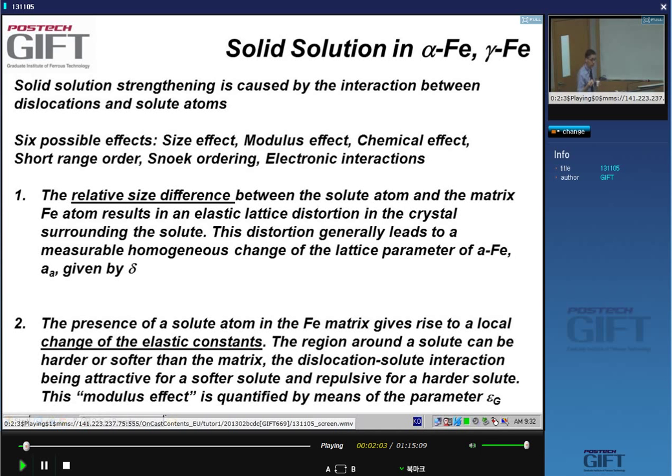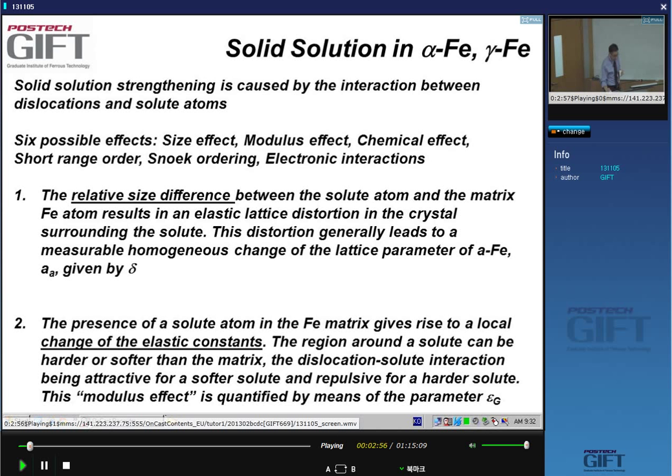The other thing is, when you add an element to steel, you locally change the elastic properties. What you actually do is change the electronic properties and the binding, but you can understand this in terms of making the material locally softer or harder. And this will also have an impact on the strength. A very simple example is a vacancy. It's not really an alloying element, but a vacancy has basically no modulus. Its modulus equals zero, right? So that will have a very strong influence on the strength of the material because of this big difference in modulus.